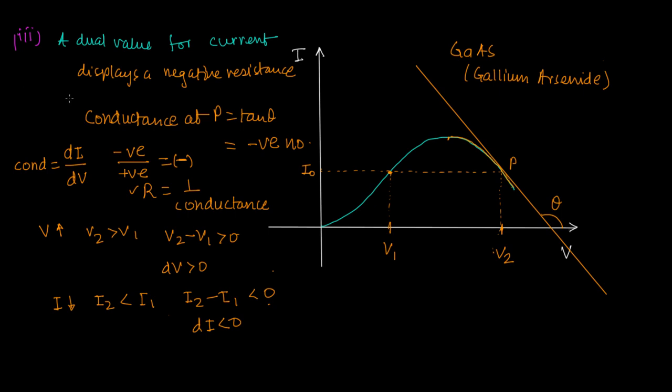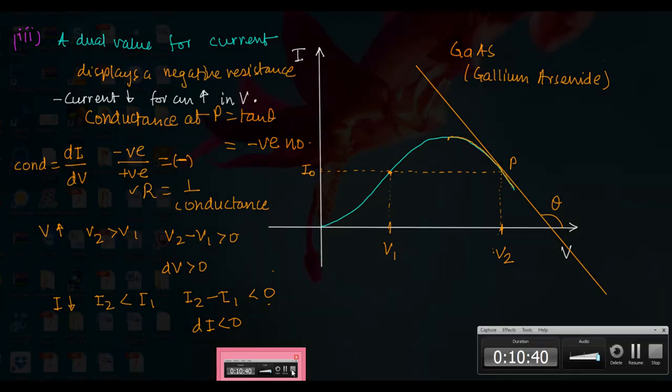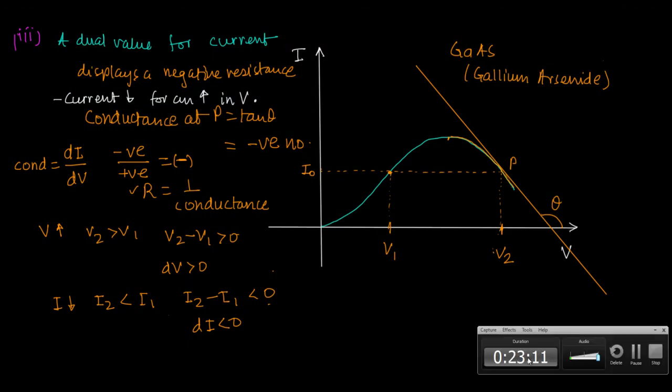And what happens with a negative resistance? Current decreases for an increase in V. Get that? The current goes down for an increase in V. Correct? So these are the three cases where Ohm's law does not hold good and it gets violated, right? It gets violated.